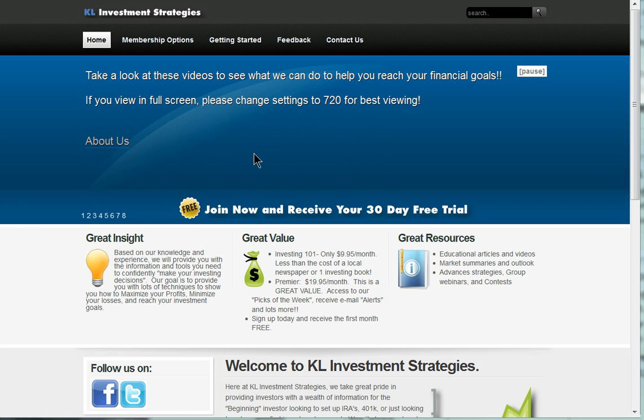Either they've never done it before, or they've rolled over a 401k. Maybe they changed to a different job and they've rolled over their 401k maybe into an IRA, and now they have the option of trading stocks and different types of mutual funds. So this is a place where they can get information to help you make your decisions on what you want to do with your investments.